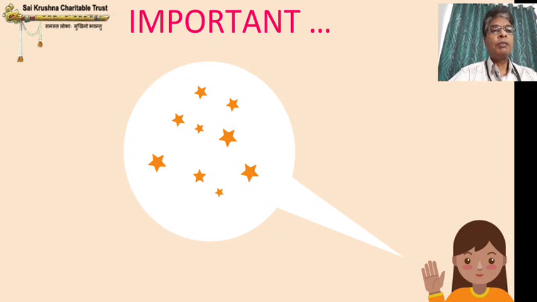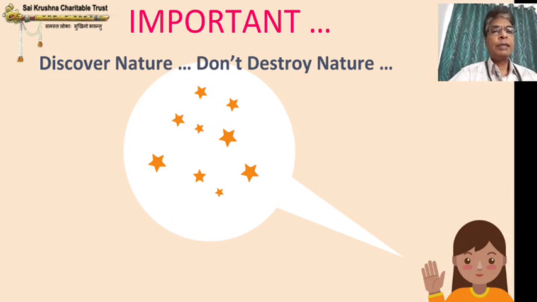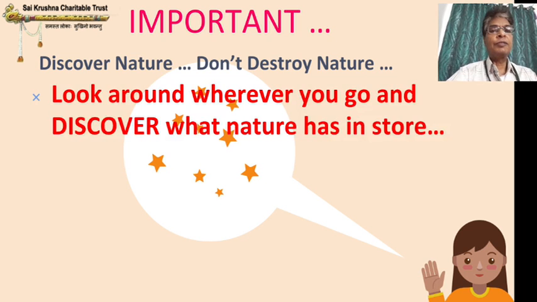Now comes the important point of this particular chapter, the whole poem. Two things we have seen: discover nature, don't destroy nature. The poet has repeatedly mentioned how to discover nature. In the last couple of pages, we have also seen that we should not destroy nature. So look around wherever you go and discover what nature has in store. Whenever you go to any such place, a park, even not only a park, any new place you are going, you can always discover some important things that nature has in store. Everywhere nature has got unique things wherever we go.